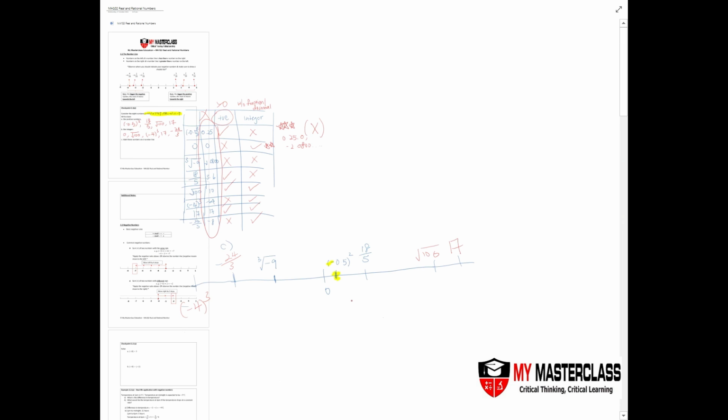So one key thing to take note: the bigger the negative number, alright, the more left hand side it goes. Okay, the bigger the positive number, same thing, the more right hand side it goes. Okay, so these are the few things that you need to take note of, and make sure you check your answer whenever you do questions like this. Alright.